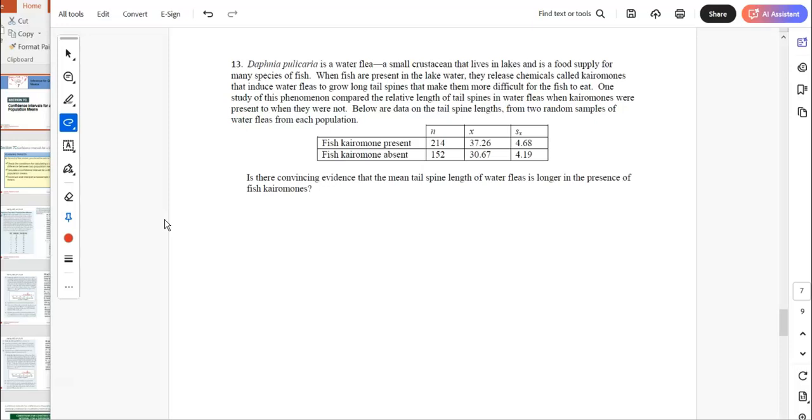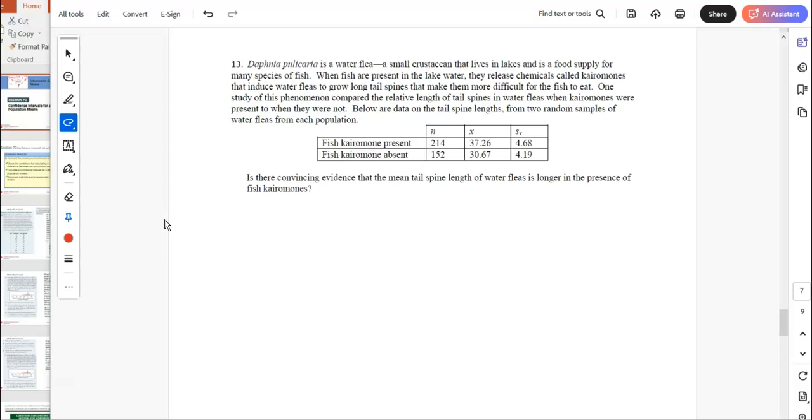One study of this phenomenon compared the relative length of tail spines in water fleas when pheromones were present and when they were not. Below are data from the tail spine lengths for the 2 random samples of water fleas taken from each population. Is there convincing evidence that the mean tail spine length of water fleas is longer in the presence of the fish pheromones?